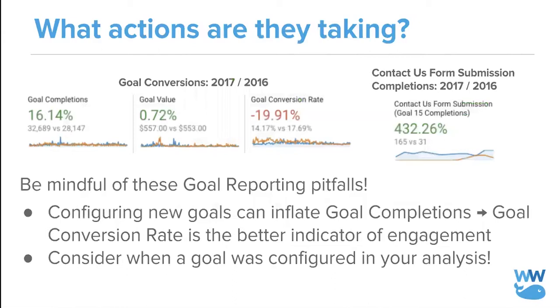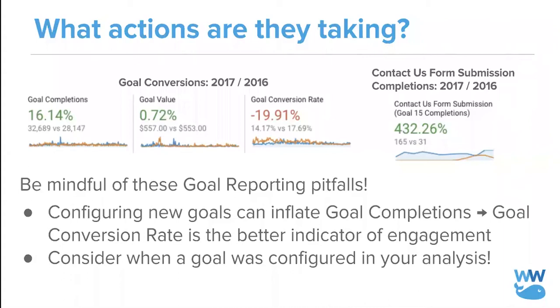One nuance here is that we value change in goal conversion rate over goal completions. Raw number of goal completions should increase if your traffic is increasing, more users, more completions. Also, if you configure new goals, that will inflate the number of overall goal completions. But the goal conversion rate will control for some of those variables and give you a more accurate sense of how user engagement is changing year over year.